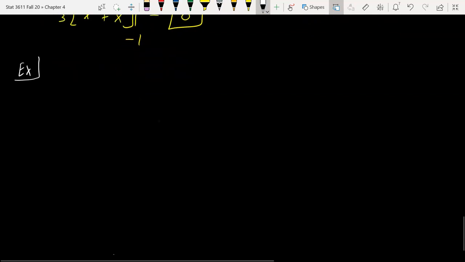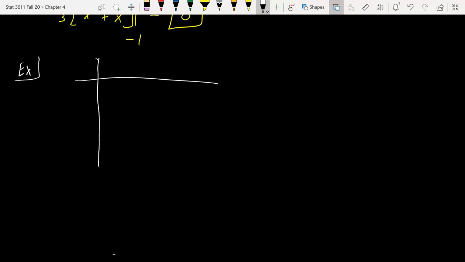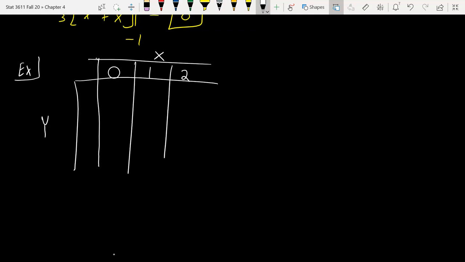Let's take a look at something a little bit more complicated. Let's take a joint density. 0, 1, and 2 for x. 0, 1, and 2 for y. What happened here?